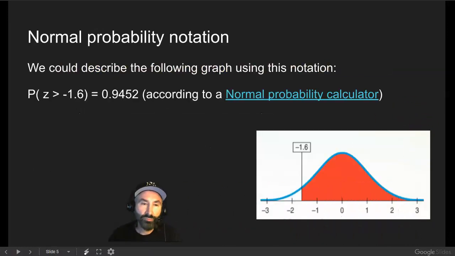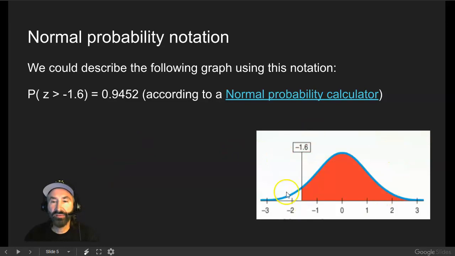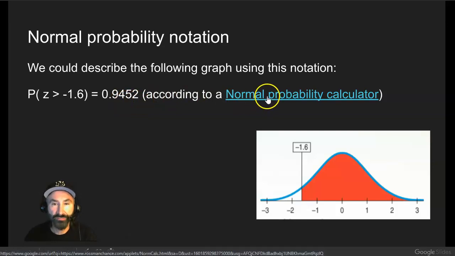Okay, so let's say that we have a graph that looks like this, a curve that looks like this. Because the shaded area is to the right of the negative 1.6, we would say that the probability of z is greater than negative 1.6 is equal to 94.52%.